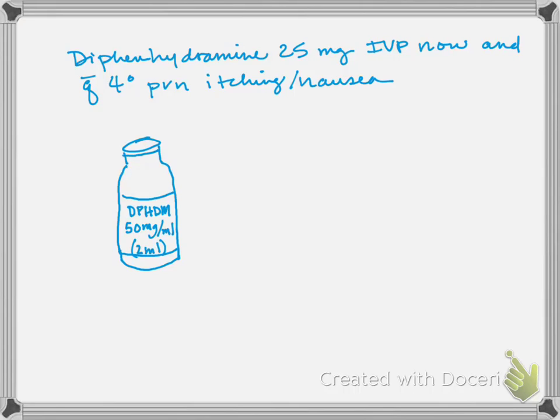So we're going to do dose ordered over dose on hand times how it's provided. So we know that equals 25 over 50. And then 25 divided by 50, we know that 50 will go into 250, or you can mark out your zeros. 5 will go into 25 5 times. So we know our dose is 0.5, but we don't call it 0.5.